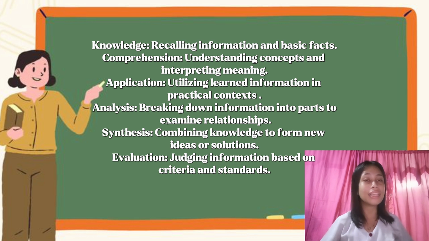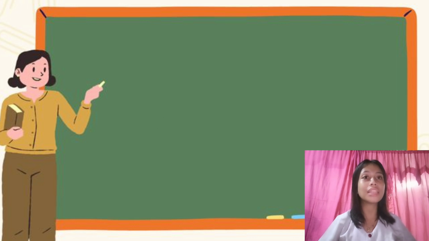And last but not the least, we have evaluation, judging information based on criteria and standards. For instance, critiquing research methodologies. That's it for the original taxonomy. The original taxonomy had six levels: knowledge, comprehension, application, analysis, synthesis, and evaluation.